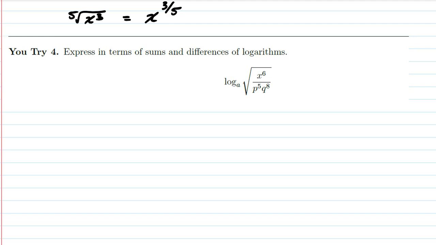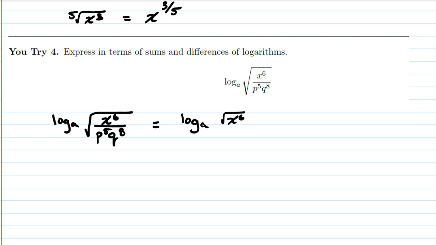So let's go ahead and simplify this expression just a little bit. So I have log base a of x to the 6th over p to the 5th and q to the 8th. Using the quotient property of radicals, this is the same as the square root of x to the 6th over the square root of p to the 5th times the square root of q to the 8th.